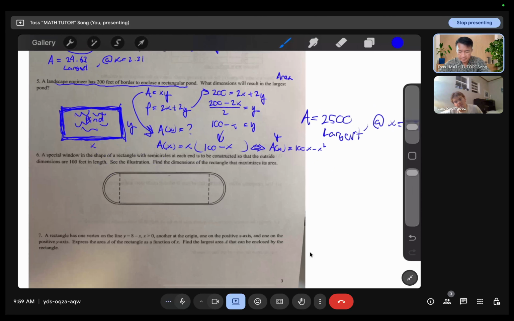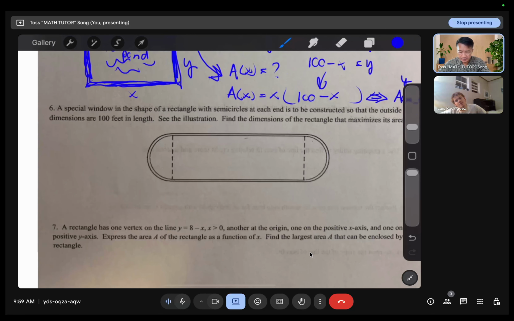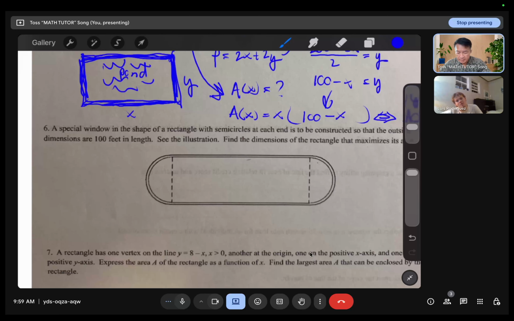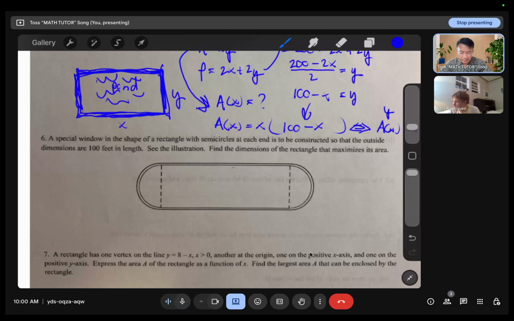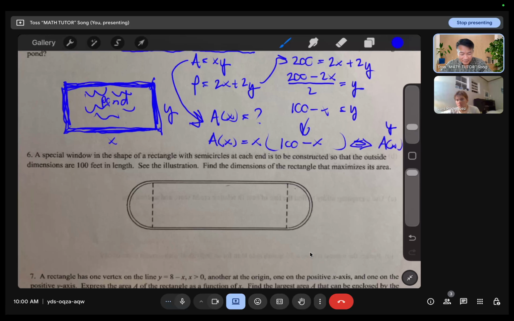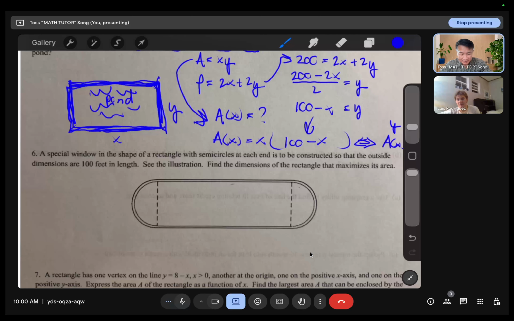Okay. All right. Let's see quickly if we can do this one. A special window of a rectangle with a semicircle on each side to be constructed. So this one is actually a window. I remember it being a track and field area. Yeah. Okay. Constructed outside.